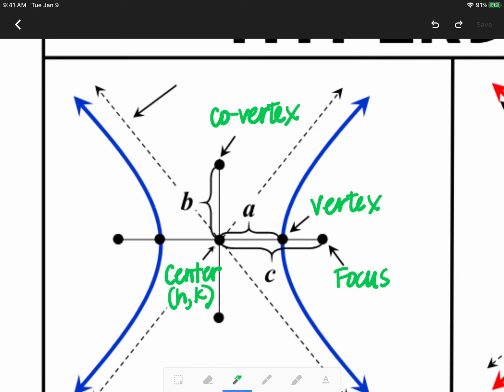The last feature to notice is these dotted lines here, and since we've started back in Math 2, I think, they mean the same thing. They're asymptotes. And our hyperbolas will always have those two asymptotes.